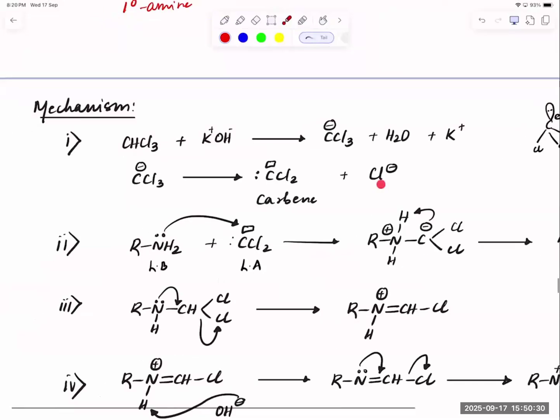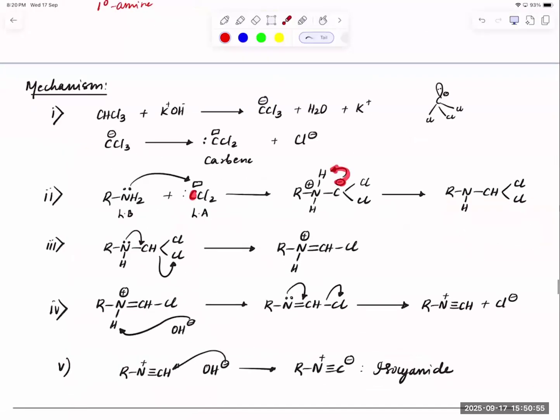And they depart one of the chlorine and convert itself into an intermediate carbene. Carbene has a lack of electrons. It has an empty orbital to which the lone pair of nitrogen can attack as a nucleophile. As it attacks, you will see this carbon gains negative charge. So internally it will take away H plus, giving this carbene substituted amine.